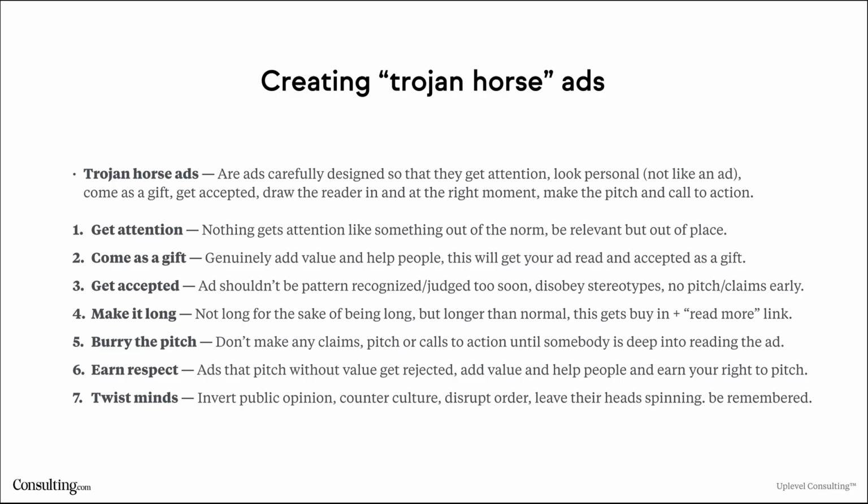But there are all these different things that we have to achieve in sequential order to really create the ultimate Trojan horse ad. So number one is to get attention. Nothing gets attention like something out of the normal, out of the norm. And you want to be relevant but out of place. So, for example, with the Trojan horse strategy back in the day, a massive giant wooden horse, no one had ever seen one of those things before.